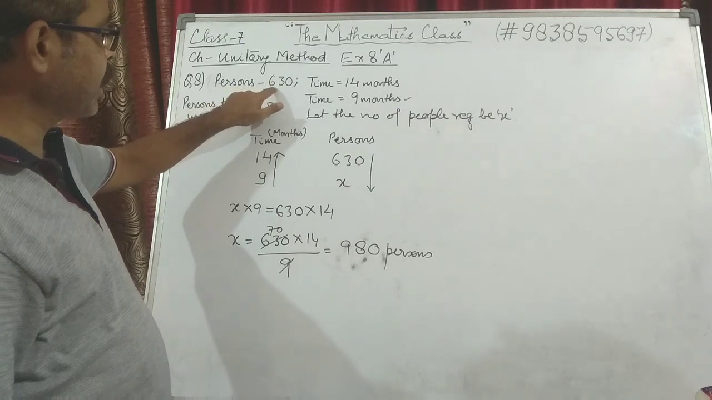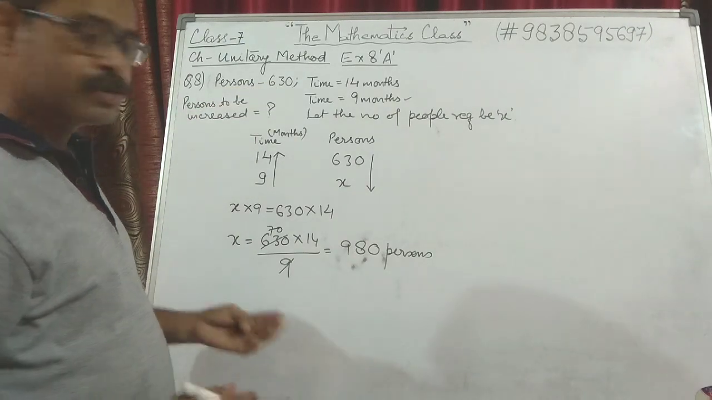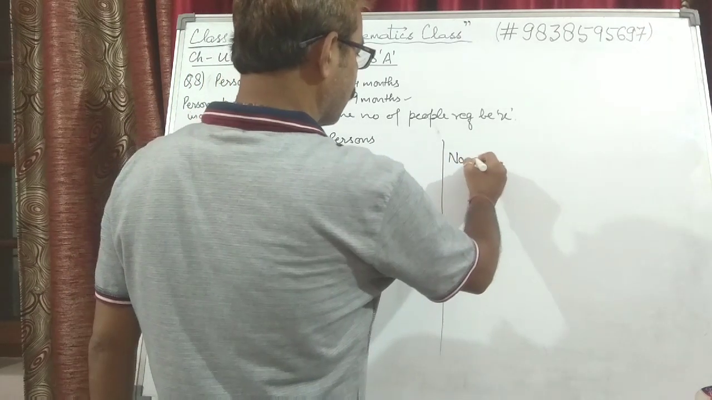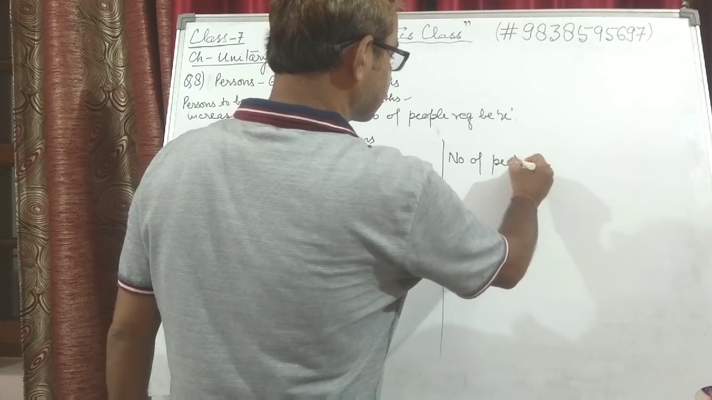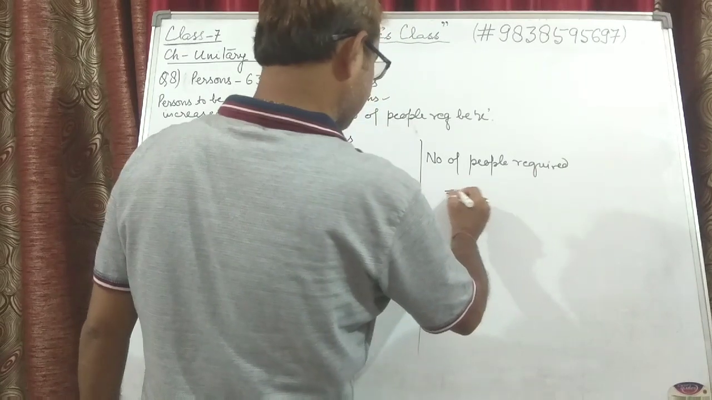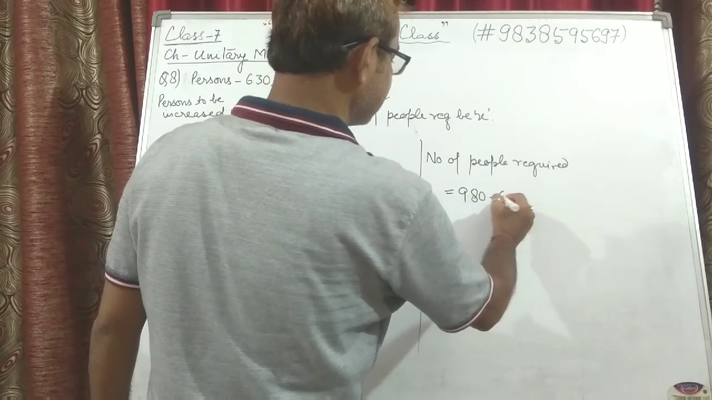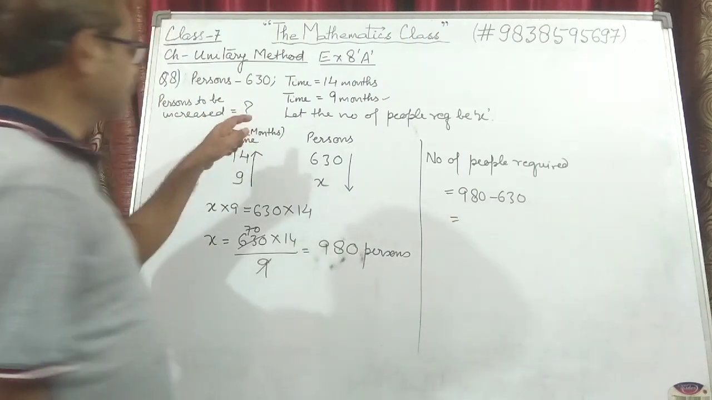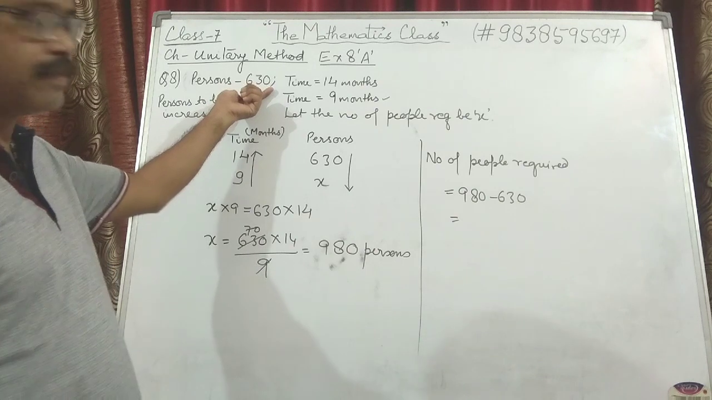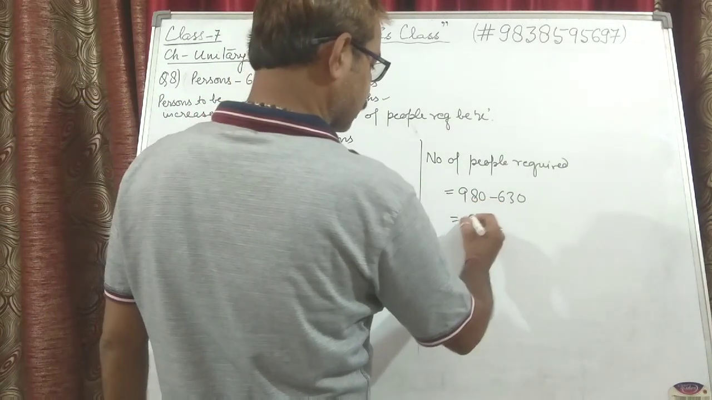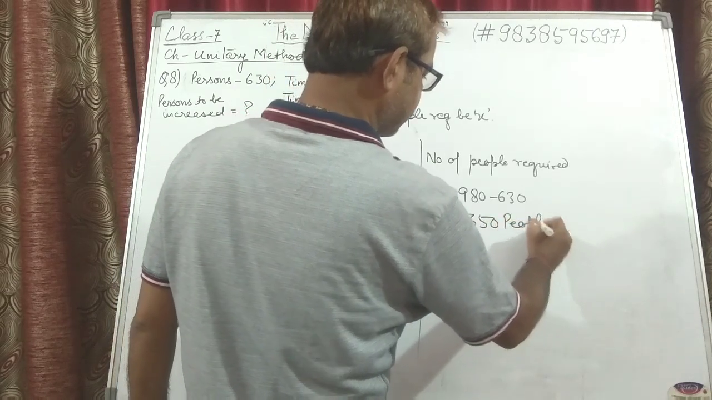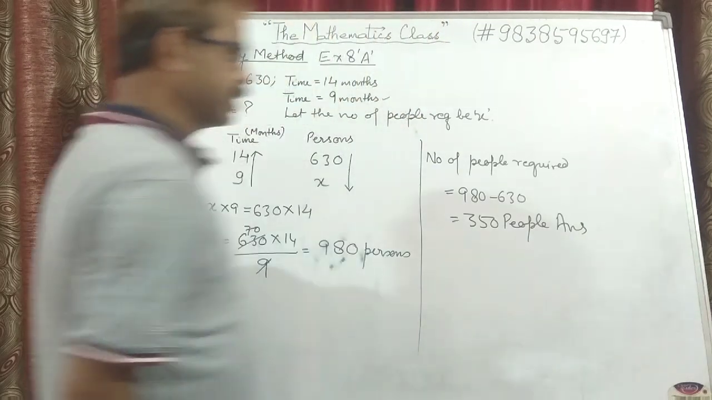But he already has 630 people with him. So how many more people are required? We can say the number of persons required will be 980 minus 630, because the total number of people required is 980, but he already has 630 of them with him. So how much is left? 350 persons. That is the final value.